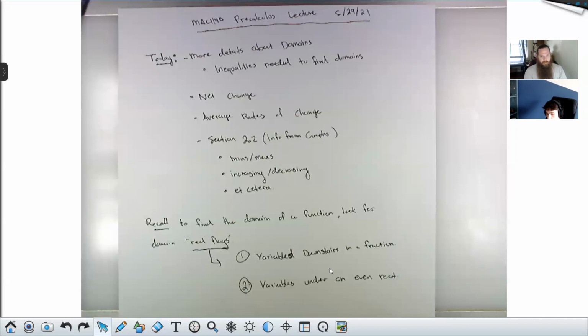The reason that a variable quantity under an even root is considered a red flag is because you cannot take an even root of a negative number. So if you have some variable stuff under an even root, you need to ensure that that stuff is positive. The way you do that is by figuring out what values of the variable would make that stuff negative and then kicking those out of the domain.